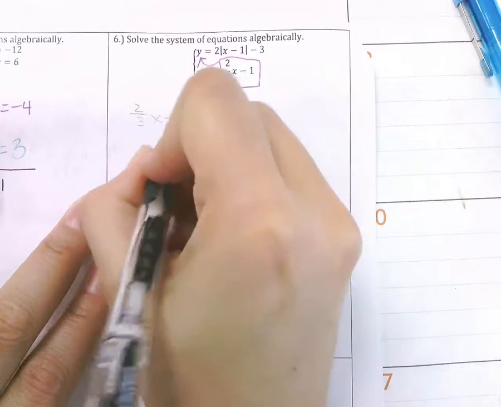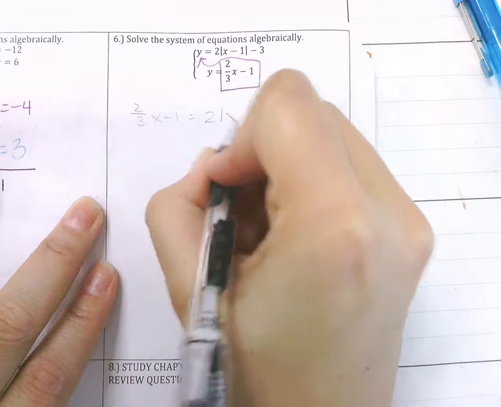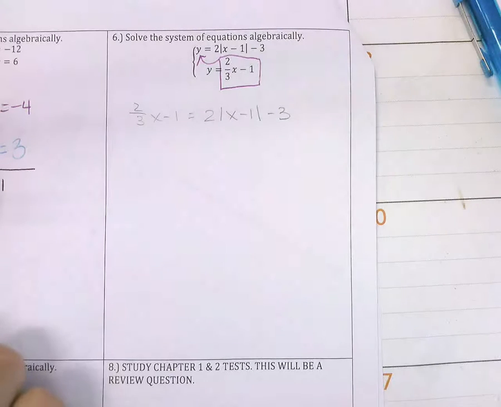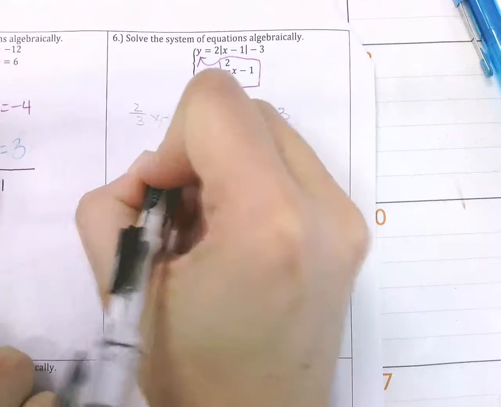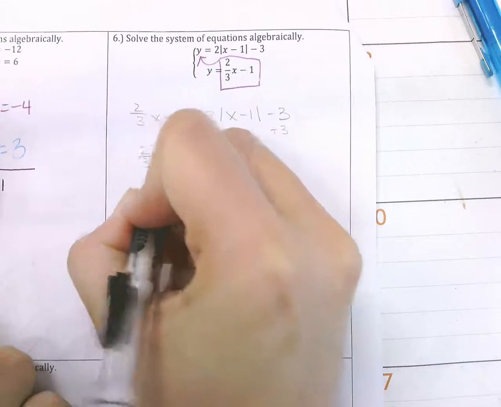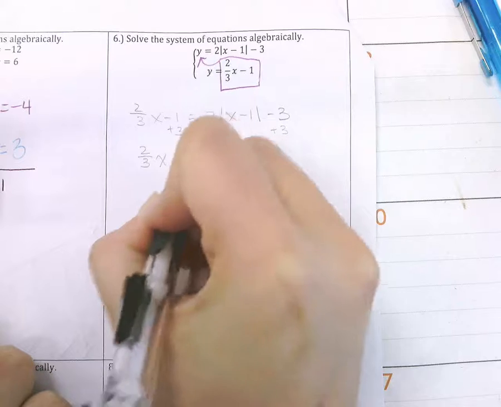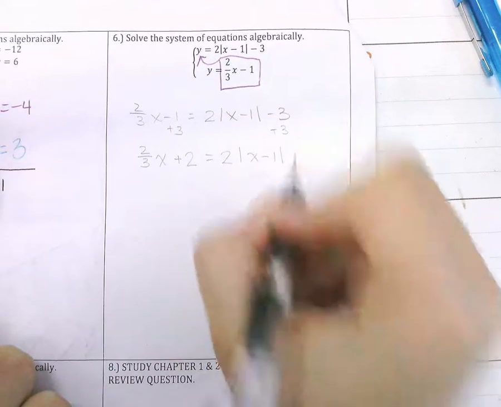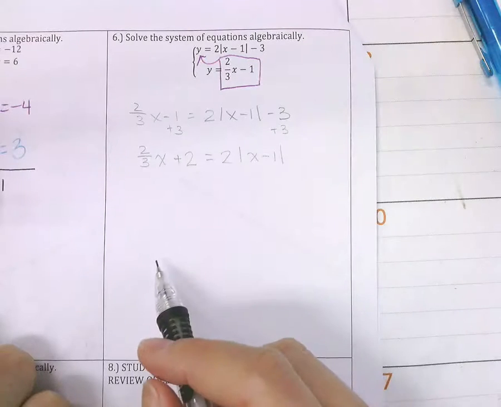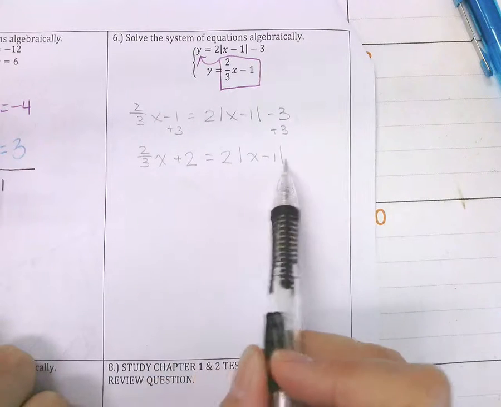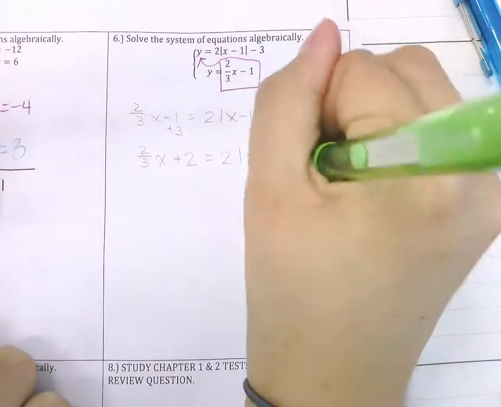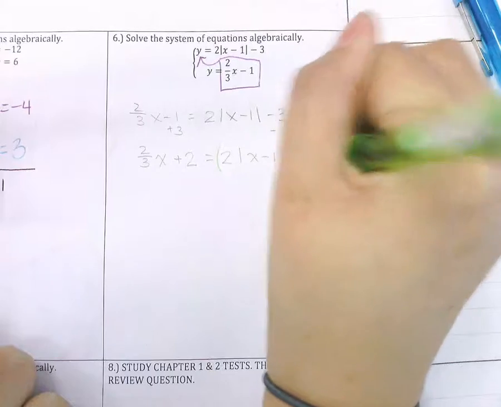2/3 x minus 1 equals 2 times the absolute value of x minus 1 minus 3. So add 3. So 2/3 x plus 2 equals 2 times the absolute value of x minus 1. And I divide by 2. What are we not going to do? Distribute. Right, don't distribute. So instead, multiply both sides by a half.